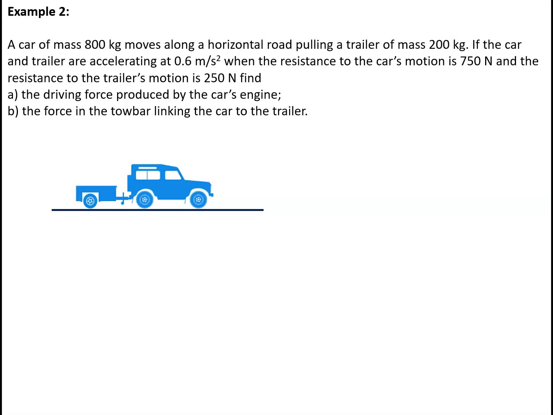Now, on questions like this, where no guidance is given in terms of which order to apply Newton's second law, my suggestion to you is to apply Newton's second law first to the whole system. So if we consider the whole system, we know it's accelerating at 0.6 meters per second squared. We know that the car is producing a driving force of D, that there's a resistance to the car's motion of 750 newtons, and that there's a resistance to the trailer's motion of 250 newtons.